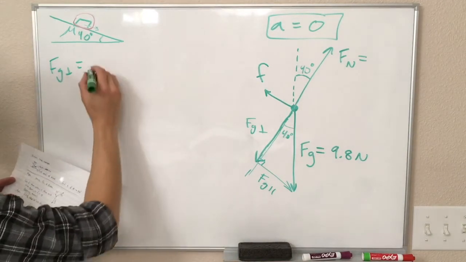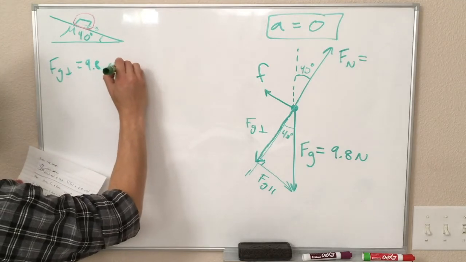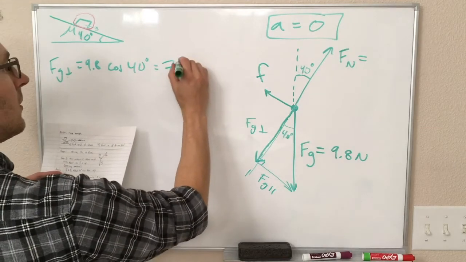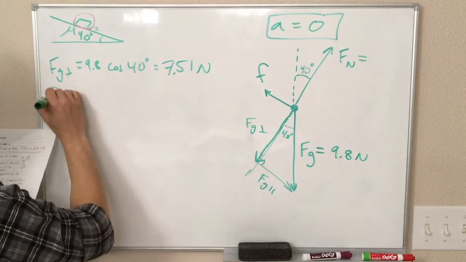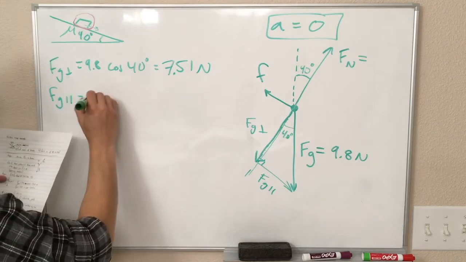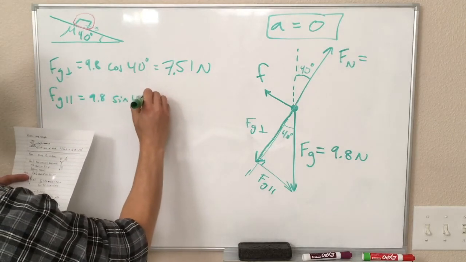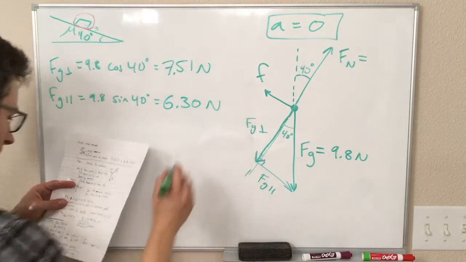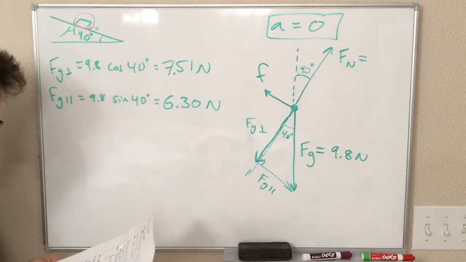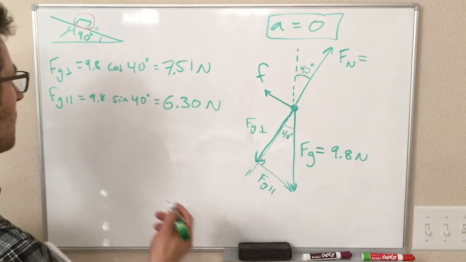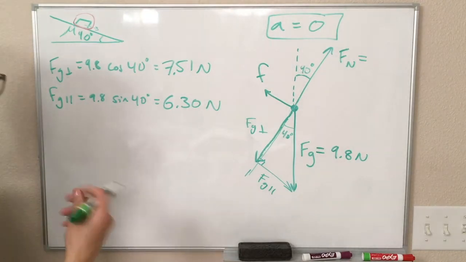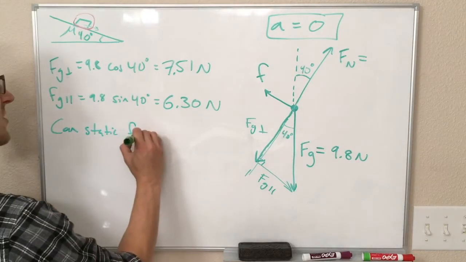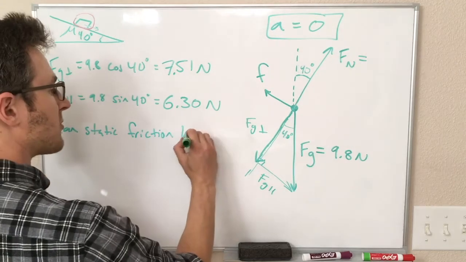So Fg perpendicular is equal to 9.8 times the cosine of 40, which is equal to 7.51 newtons, and Fg parallel is equal to 9.8 times the sine of 40 degrees, which is equal to 6.30 newtons. So these have changed. These are different values. Right off the bat, can we have the same thing happen as last time? Can our static friction keep the block stopped?